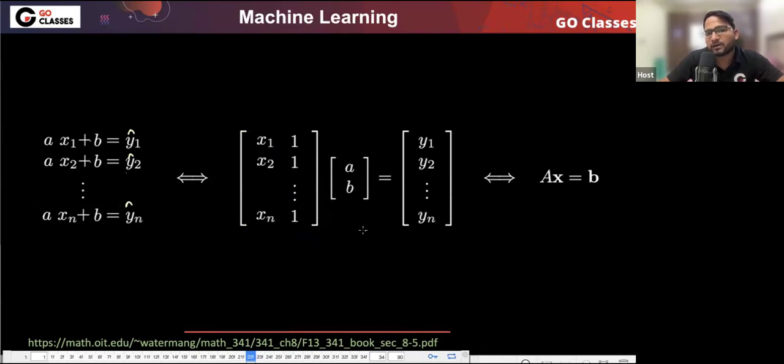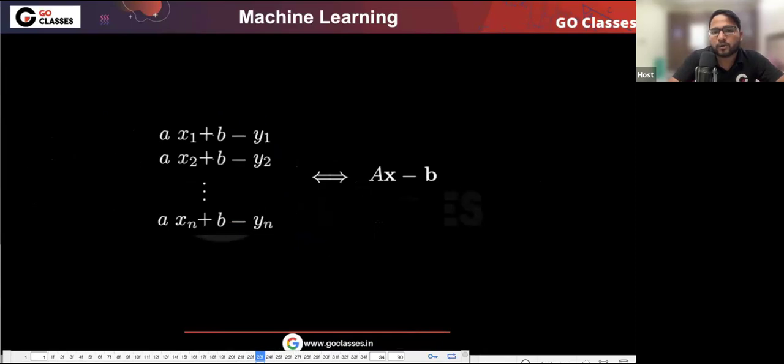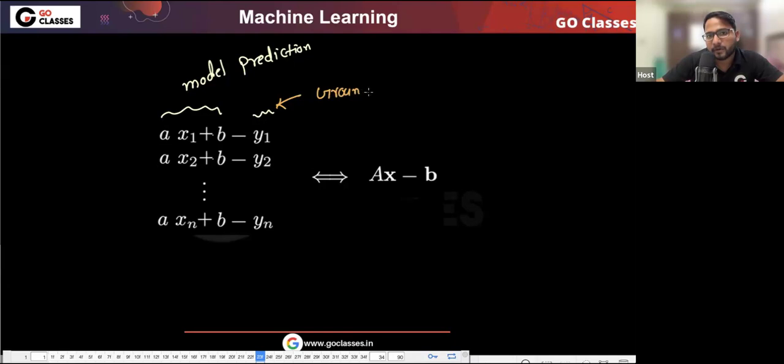But we want to find out the difference of this, which is the model prediction, and this is what we call ground truth. Ground truth is something that we already have in our training data. Don't worry, I will keep those terminologies clear later on, but here I'm just using them loosely. This is called ground truth. Okay.